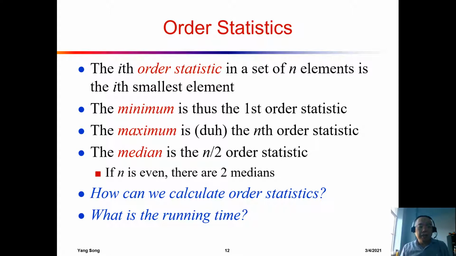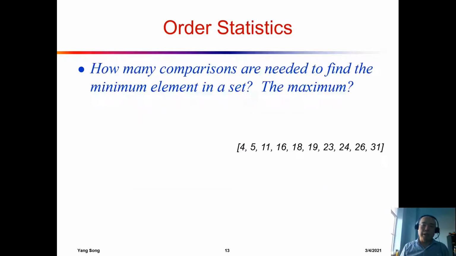Okay, and then how do we calculate the order statistics? We are not talking about just the median. We can do the 10th largest value, or the 15th smallest value, and those are all order statistics. So how do we find the order statistics, and how do we make it happen in a reasonable running time? Let's talk about the max and min first, because they are the easiest cases.